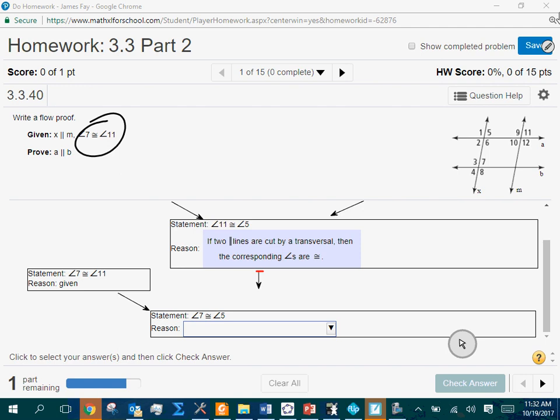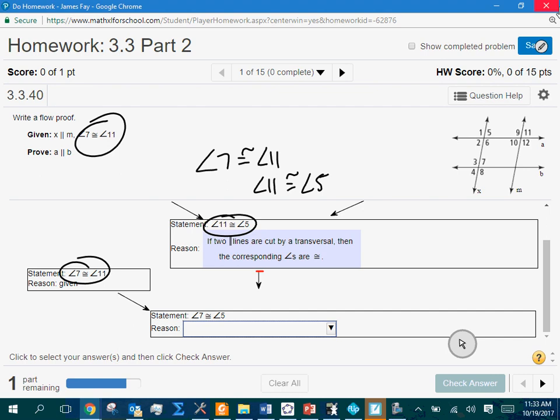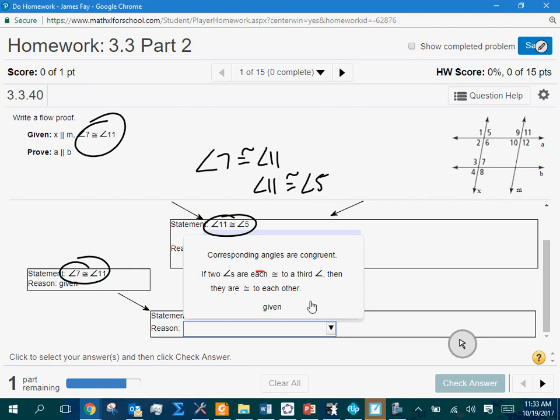And now with this information, that 11 was congruent to 5, in this statement here, we're going to put those two together, and they come up with something new. Well, if I have angle 7, it's congruent to angle 11, but angle 11 is congruent to angle 5, why can I say 7 is congruent to 5? Transitive. Okay, so still doesn't want to work. All right.